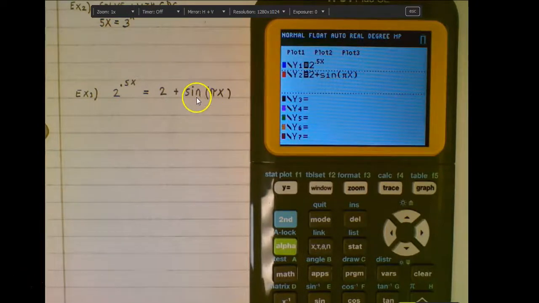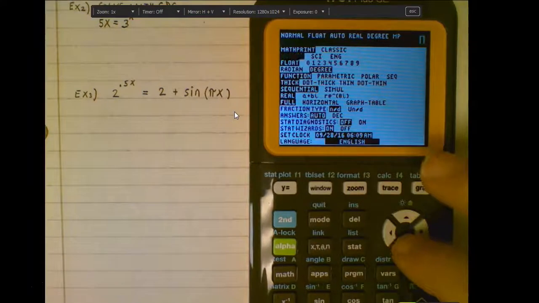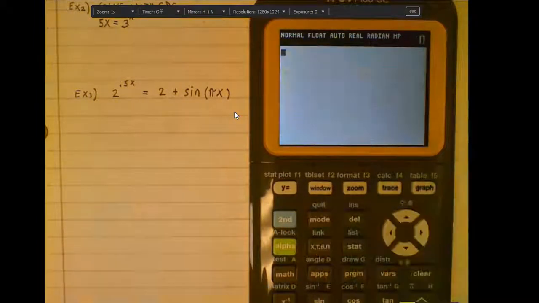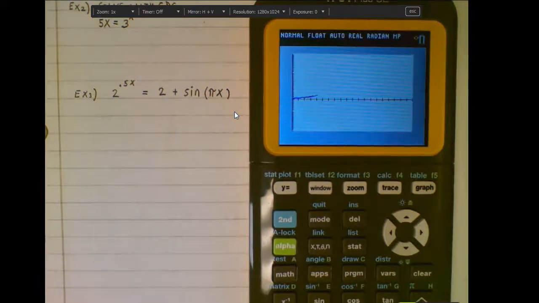Something to consider whenever you're dealing with trig functions like this, you do need to make sure whether your calculator should be in degrees or radians. In this case, I do see there is pi involved, which means my calculator should be in radians. And right now I can see it's in degrees. So I'm going to hit mode and go down to radians and hit enter and quit and graph. But now I'm going to get a more accurate solution here that my calculator is in the right mode. So there we go right there.